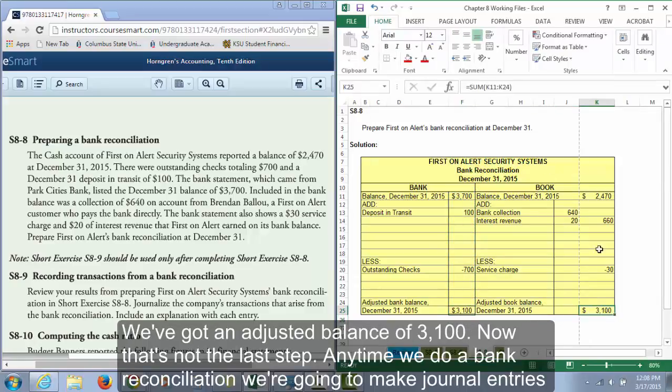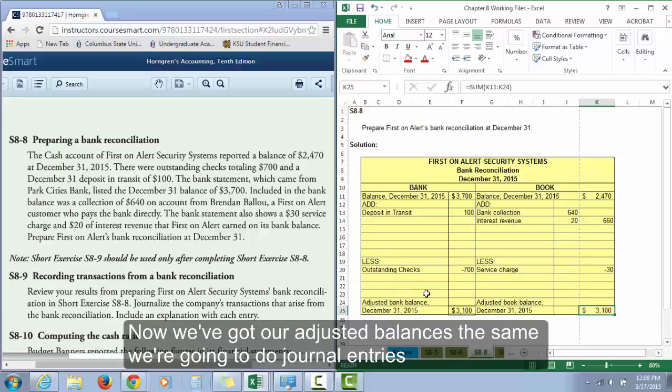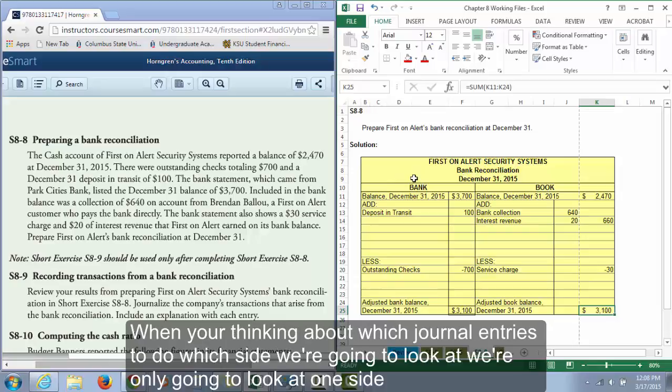Now that's not the last step. All right. So anytime we do a bank reconciliation, we're going to have to make some journal entries. So this is to make sure that we agree and we can account for the differences. And now we've got our adjusted balance is the same. We're going to do journal entries, but when you're thinking about which journal entries to do, which side we're going to look at, we're only going to look at one side.